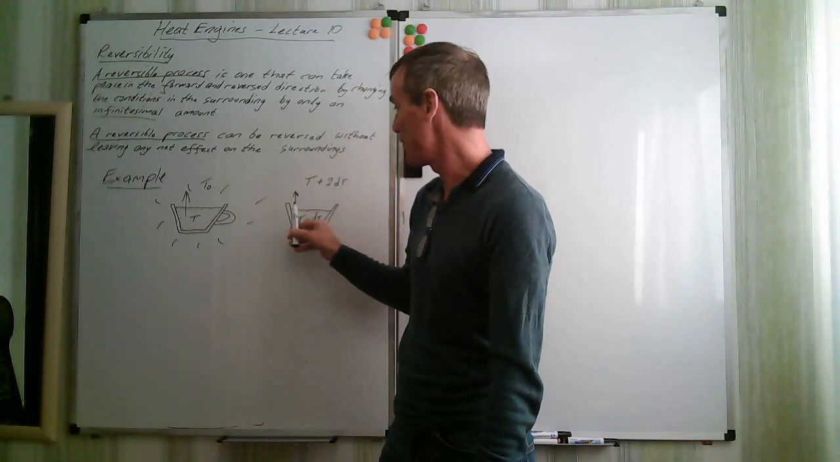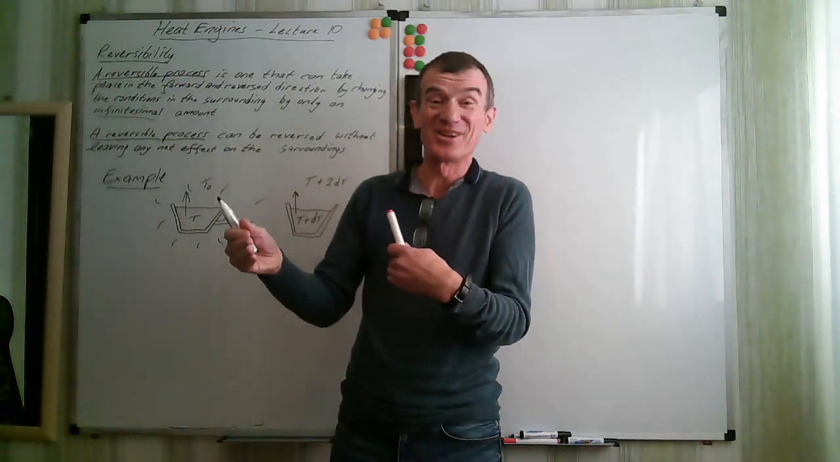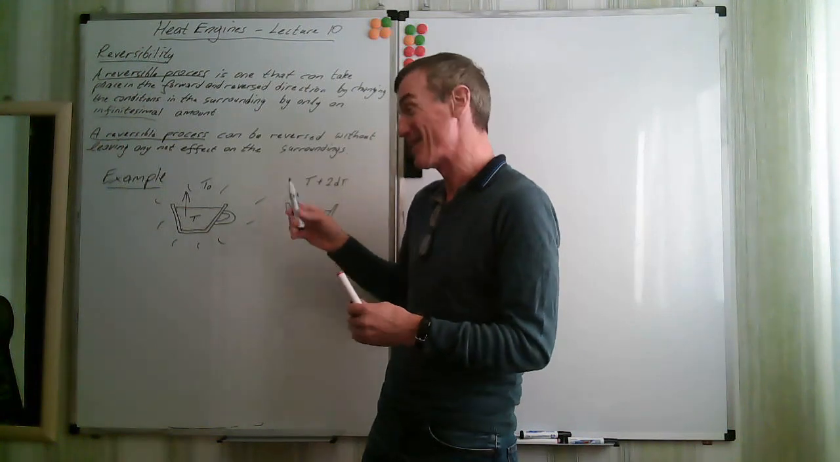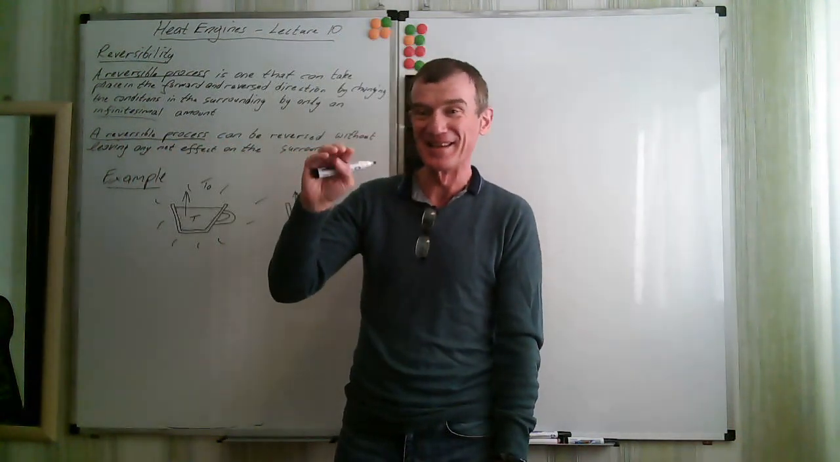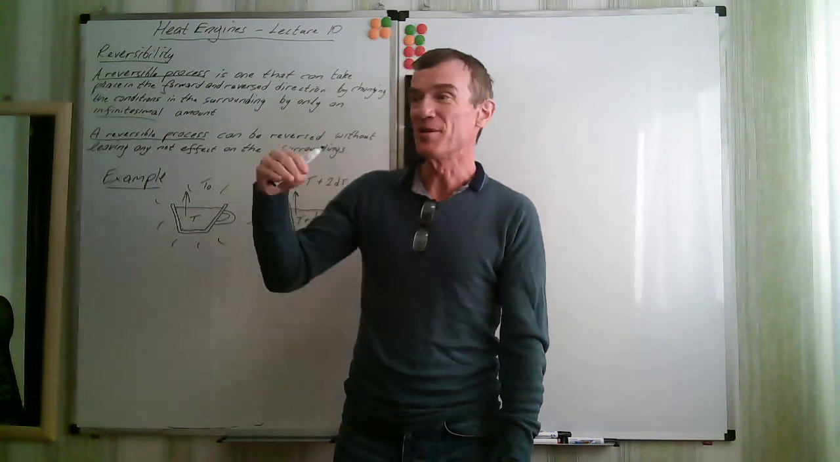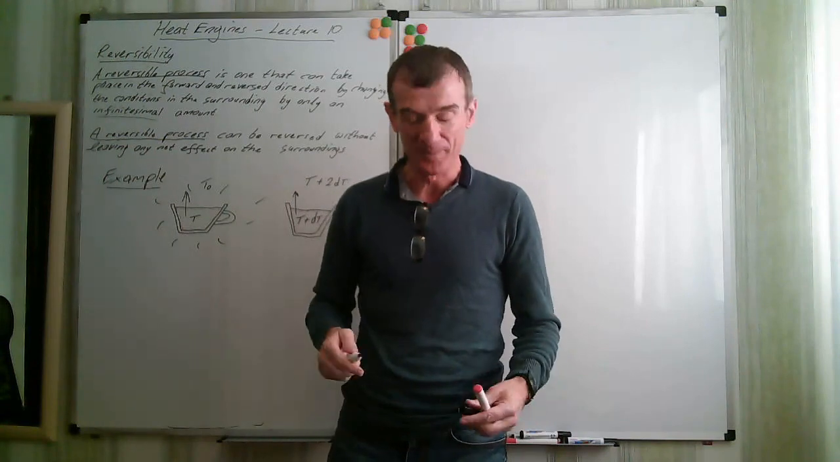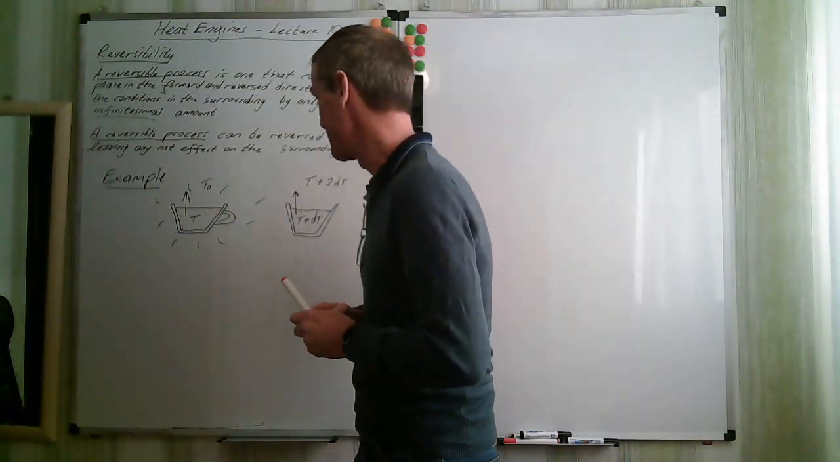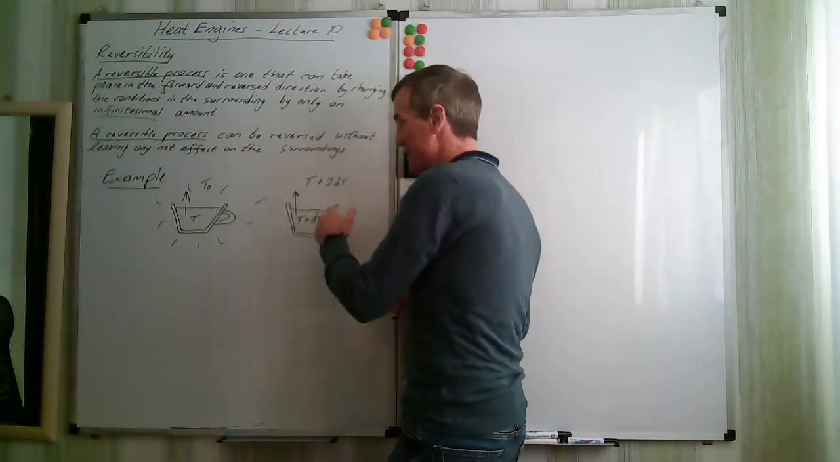So when we've got heat flow when the temperature is essentially the same, what this means is that there's no real difference between the temperatures. You're just tweaking one in its favour. Then heat will flow, and in that situation, that would be a reversible process. And why? Because you're not really changing anything here.